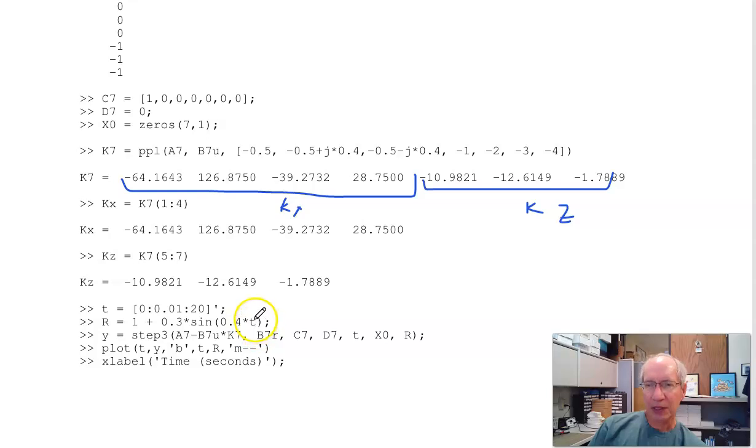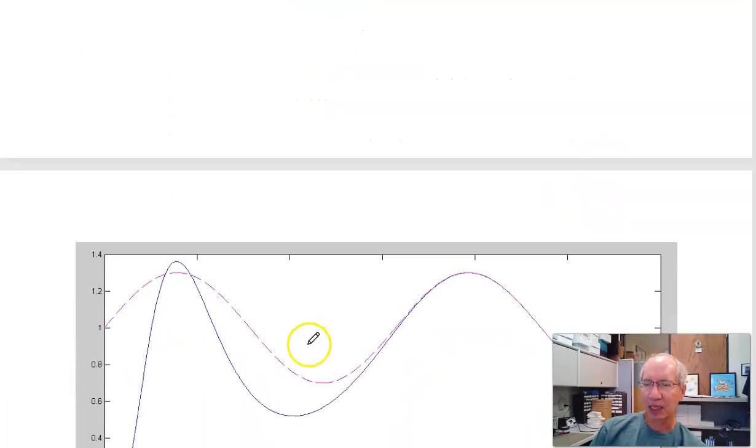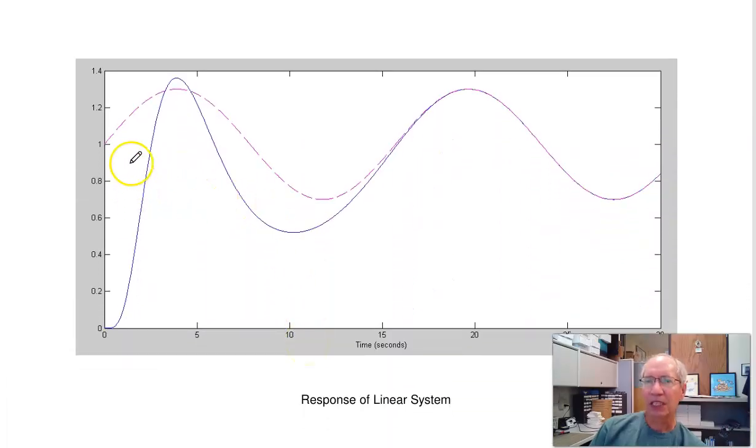And then to simulate it for the linear system, I'll simulate the linear closed loop system, A minus BK_x, the B matrix with respect to R, my C matrix, D, simulate this puppy. And if my input is a constant and a sine wave, it tracks it.